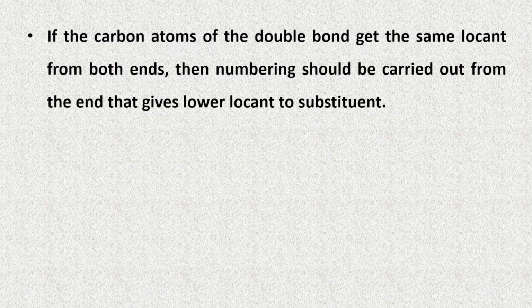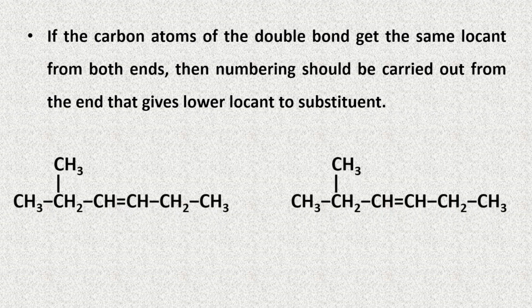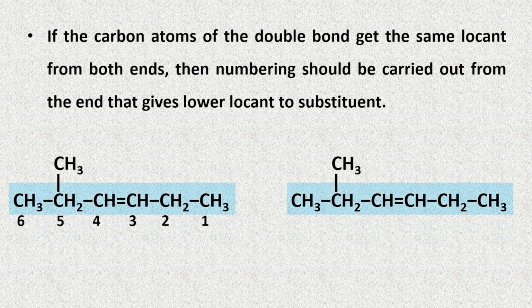However, if the carbon atoms of the double bond get the same locant, that is the same number from both ends, then numbering should be carried out from the end that gives a lower locant or number to the substituent. In this organic compound, the locant or number remains the same at both ends, I mean for the doubly bonded carbon atom. So the numbering is carried out from the left end to give the lower number to the substituent.